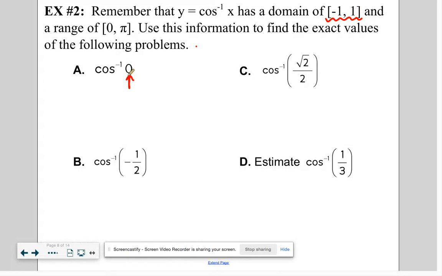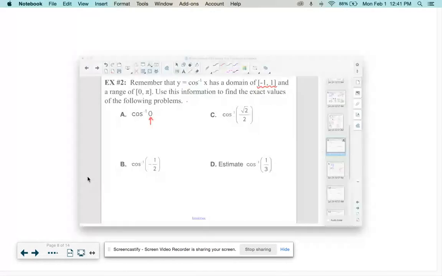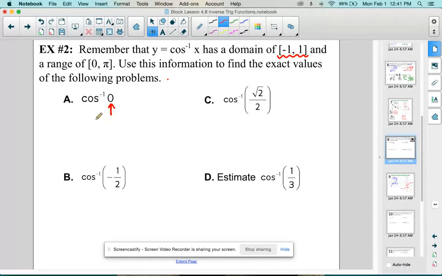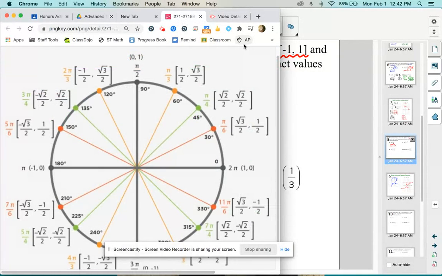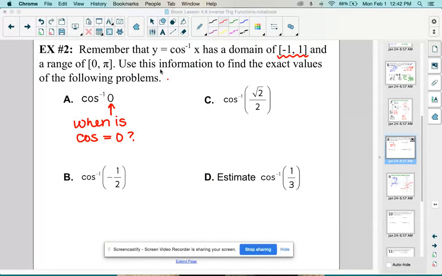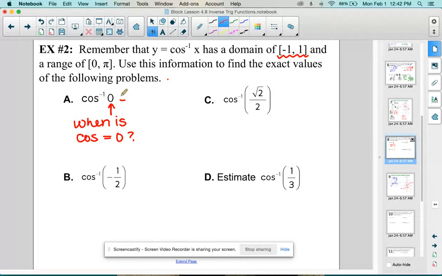So then you can go to step 2. In step 2, you're going to ask yourself, and I'll write it down here, when is cosine equal to 0? Okay, when is cosine equal to 0 in the unit circle? So let's find our unit circle. Here it is. When is cosine equal to 0? Well, cosine's the x coordinate. So if you go around and look at your x coordinates, cosine is 0 at pi by 2 and 3 pi by 2. So we have 2 places. We'll write both of them for now, pi by 2 and 3 pi by 2.